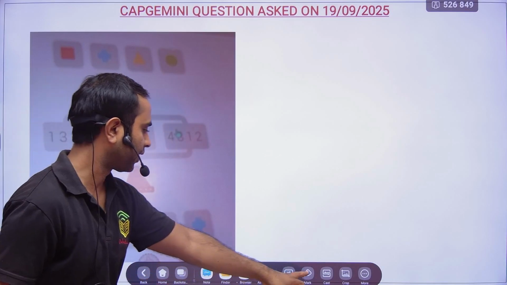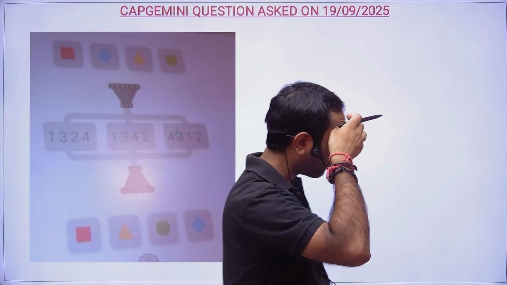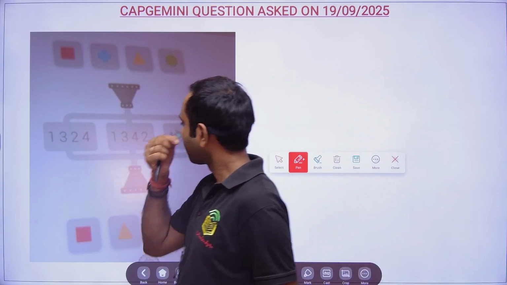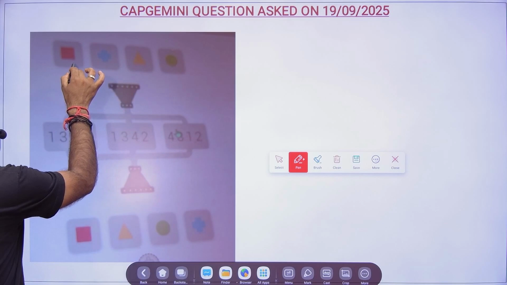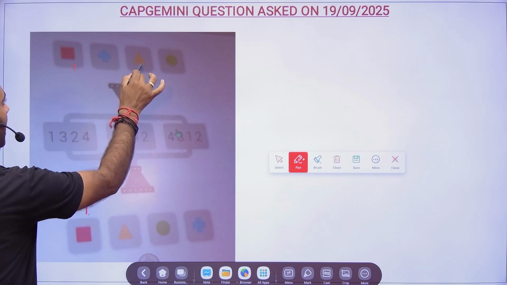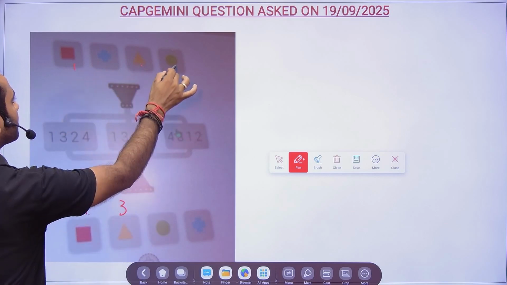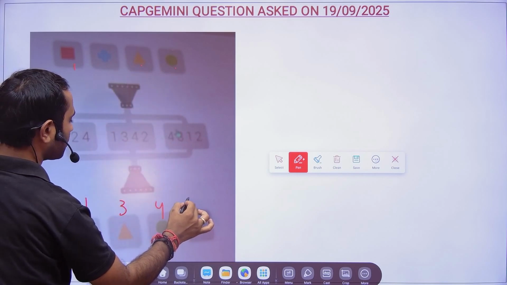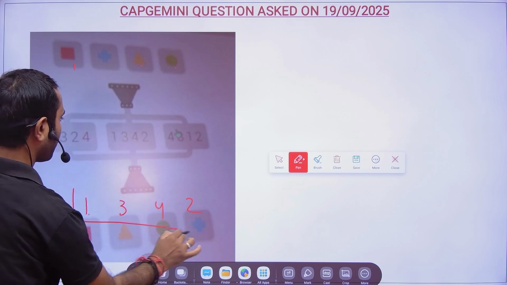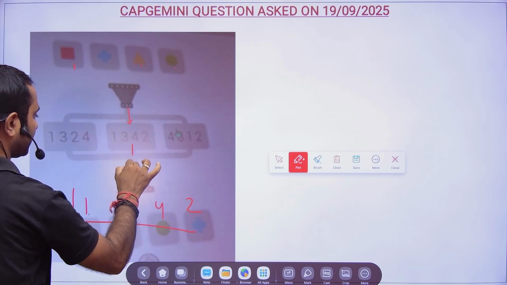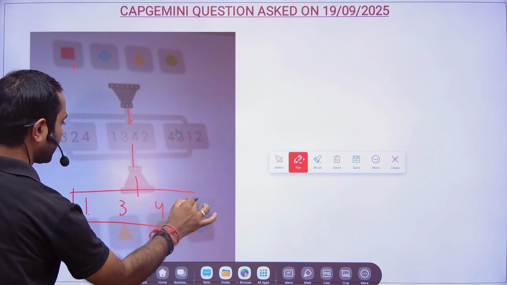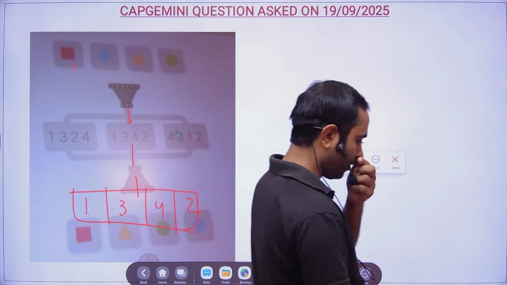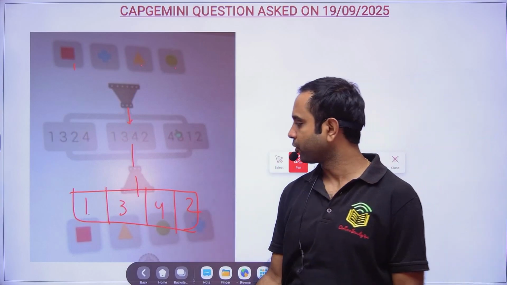Now the next one is again a similar kind of problem. Whatever questions we have got, we are doing it in front of you. Basically, the first one stays, then the third one has come to the second place, the fourth one has come to the third place, and the second one has gone to the fourth place. So 1 3 4 2. Definitely this has to come like this, and then you will be able to get the input 1 3 4 2.